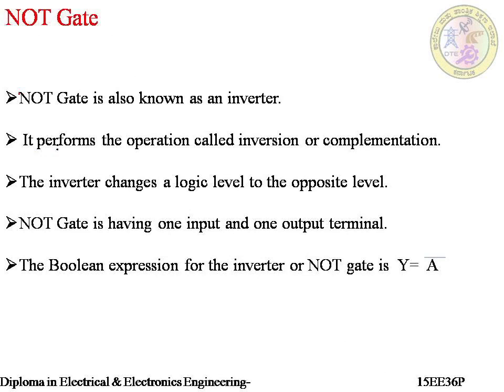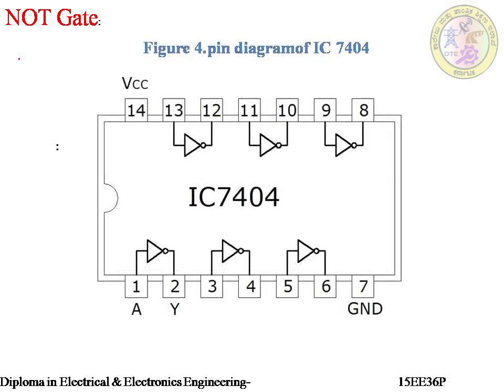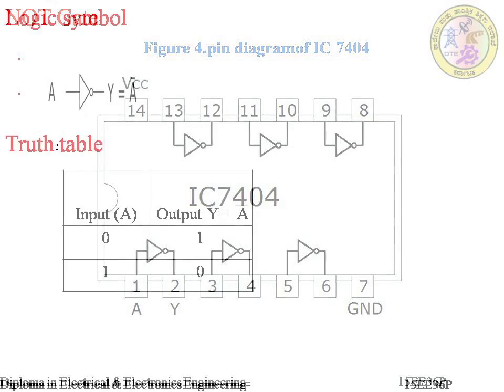NOT gate is also called as an inverter. Its operation is called inversion operation or complementation. That is, it changes a logic level to the opposite level. So this is the pin diagram of IC 7404. It is a 14-pin IC in which pin number 7 is connected to ground, pin number 14 is connected to VCC. It has only one input and one output. Here pin number 1 is input and pin number 2 is the output.